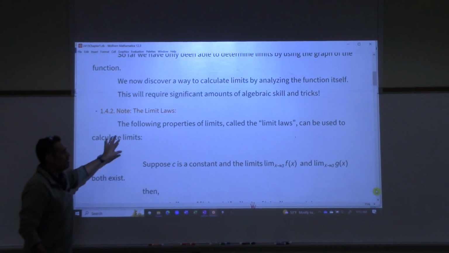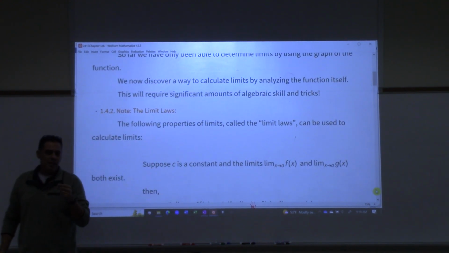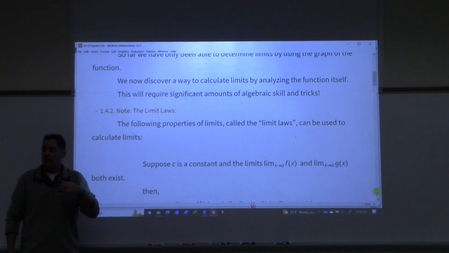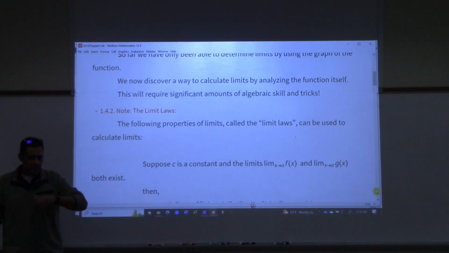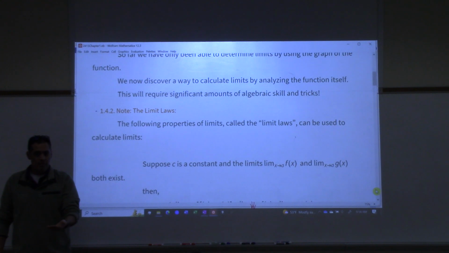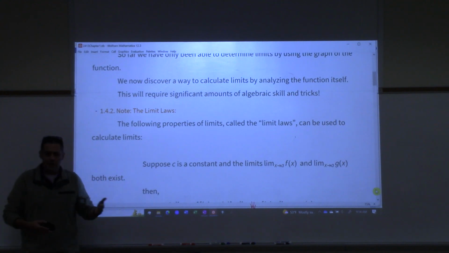So we have, first of all, what are called the limit laws. When I say limit laws, what I mean is there are certain rules that we can apply when we're doing limits, looking algebraically at a function. I'm going to give them to you, but I'm not going to prove why they are true. You're just going to take that on faith. It's beyond the scope of this class to prove the limit laws.